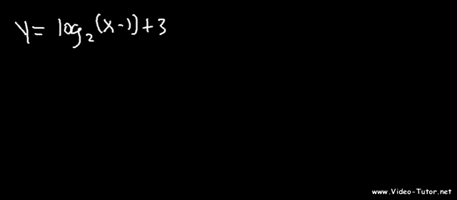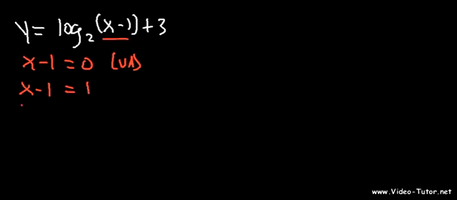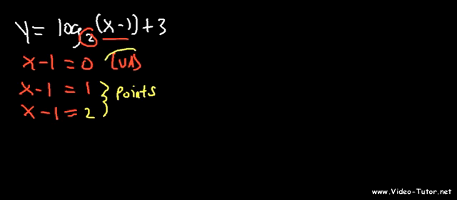So let's say if we want to graph y equals log base 2 of x minus 1, plus 3. Now, you want to take the inside part of the log, which is x minus 1, and set that equal to three things. You want to set it equal to 0. This will give you the vertical asymptote. And then you want to set it equal to 1. And you want to set it equal to whatever this number is, the base, 2. These are the 2 points you're going to plot. And this one is your vertical asymptote.